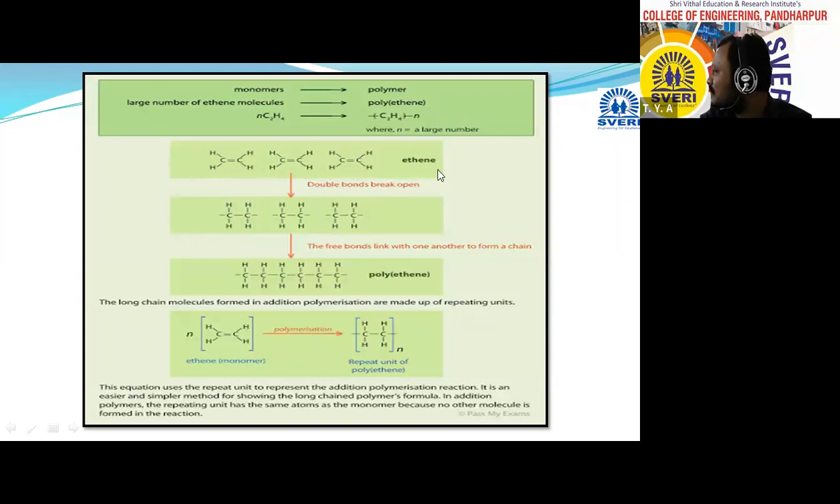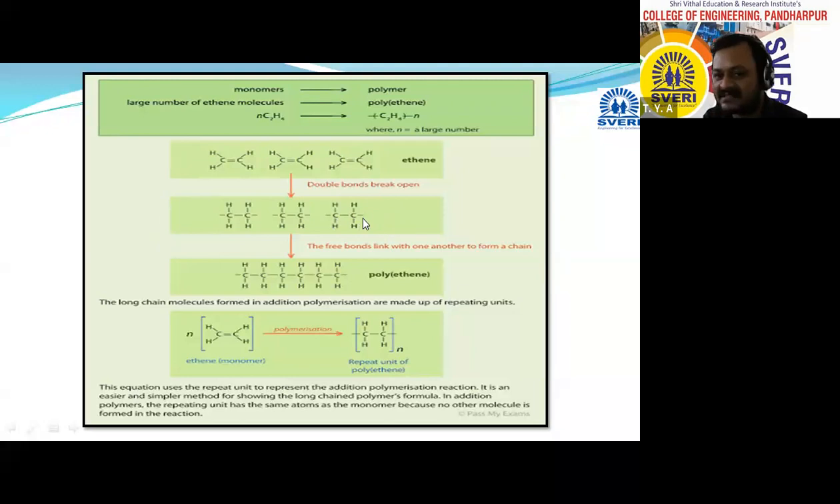This is ethene monomer. Then after adding the catalyst, these are free radicals. The double bond is broken here. Initially you can see here, the double bond is there. Then we are adding catalyst. That catalyst will break the double bond, and these kind of free radicals are formed. Here you can see free radicals.